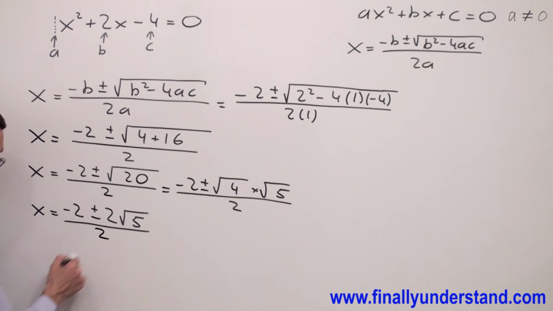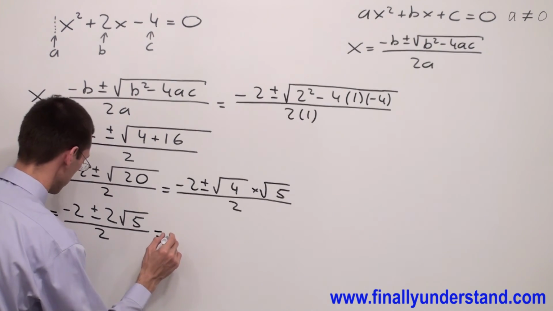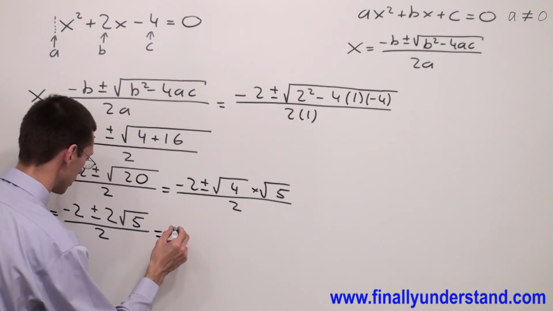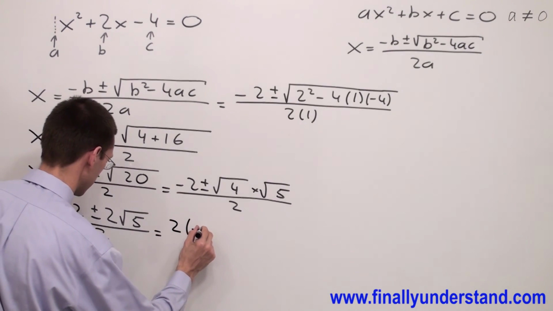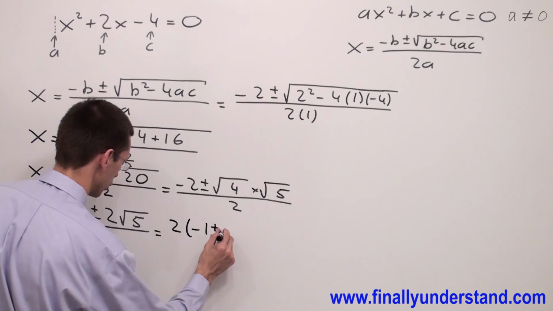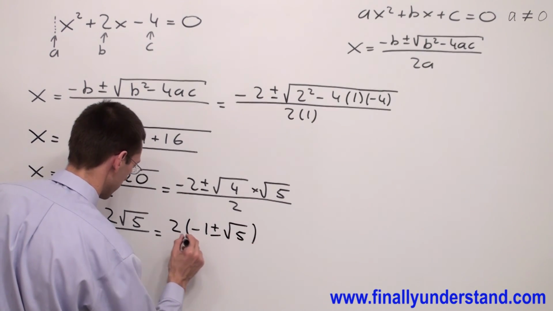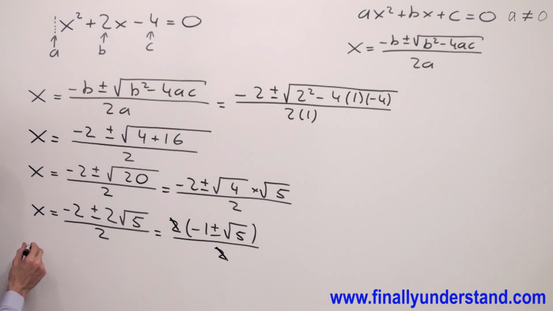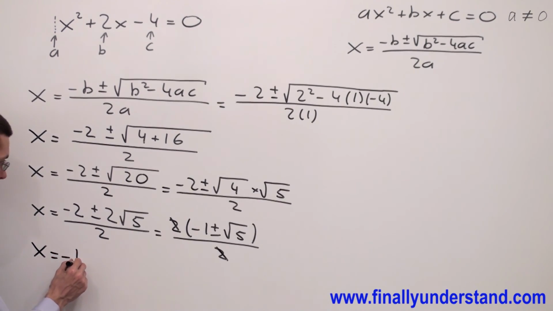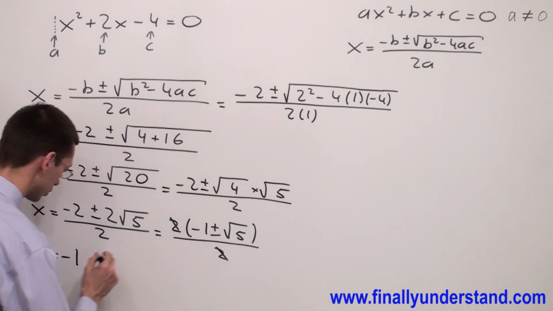Over 2. Now, please notice that we have 2 in this term, and we have 2 over here. So what we're supposed to do? We can factorize it and simply write 2 at the front of the parentheses, and I'm going to have negative 1 plus minus square root of 5 over 2. 2 and 2 will cancel out, and I have x equals negative 1 plus square root of 5.